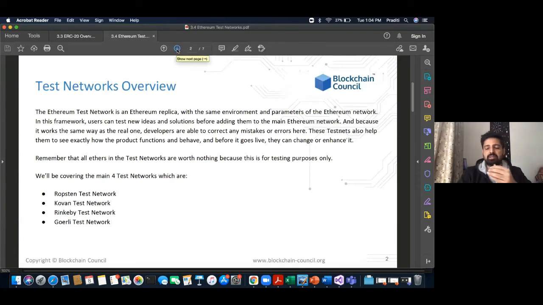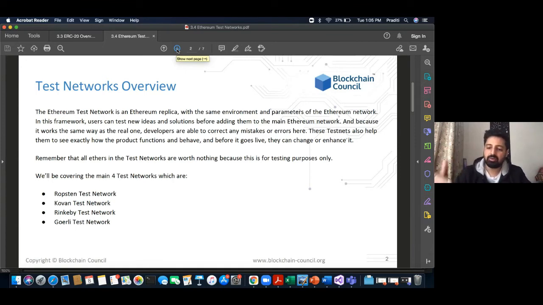So, test networks overview. There are multiple ways, multiple frameworks developed for Ethereum to test them out, and these are just a few. I'll be discussing the development environments with you, and will demonstrate the complete suite, how it is used to test smart contracts. The Ethereum test network is an Ethereum replica.